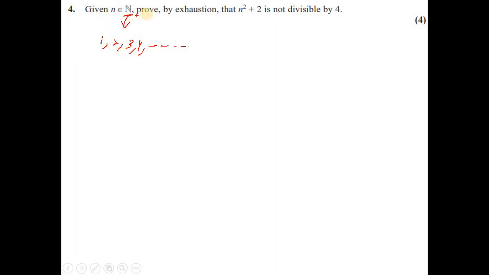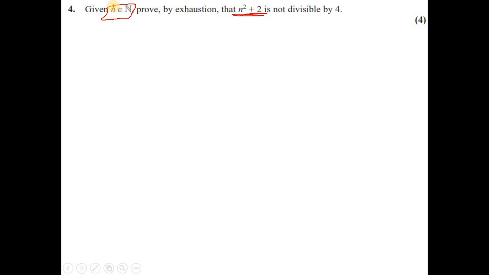So given any natural number n, show that n squared plus 2 is not divisible by 4, and we need to use the technique of proof by exhaustion. So this is called a conjecture that we need to prove. This conjecture we need to prove using some technique, and the technique here is exhaustion. So the idea of exhaustion is we will have to choose a given condition, and we need to apply some possible selection of numbers here.